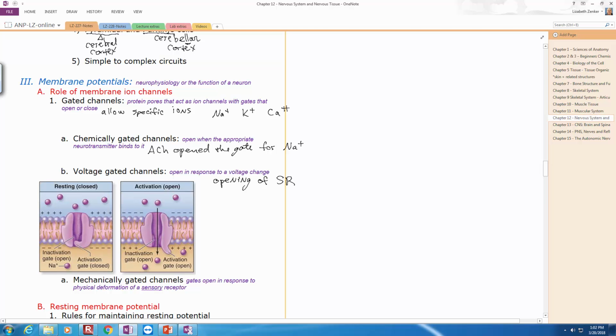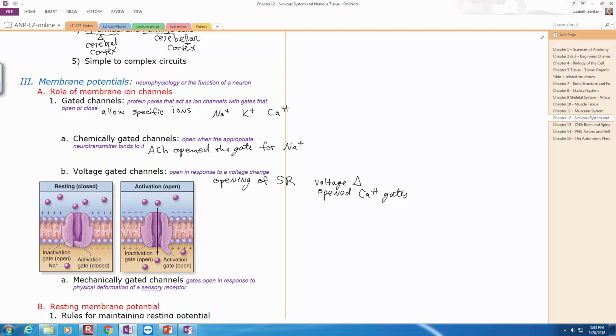So those were a voltage change. Change is a triangle, so voltage change opened calcium gates. So you just want to make sure you understand. A chemically gated channel means a chemical, such as a neurotransmitter, is what opened the ion gate for a specific ion, versus a voltage gated channel means a voltage change occurs, and that is what opens the channel. So we're going to learn that when we hit something called threshold, it will open the gate. And in order to hit threshold, we have to change the voltage of the resting membrane potential for that neuron.